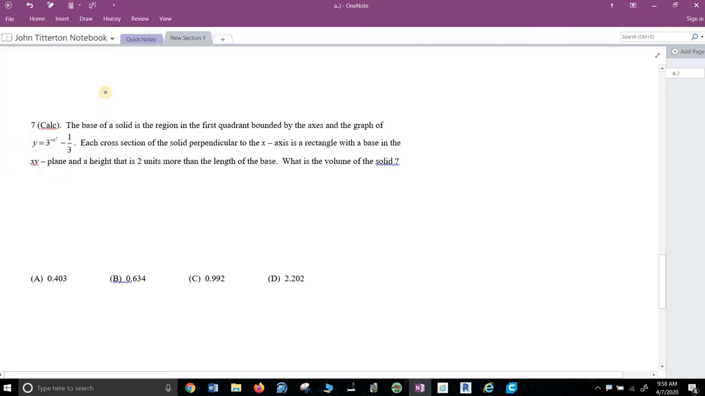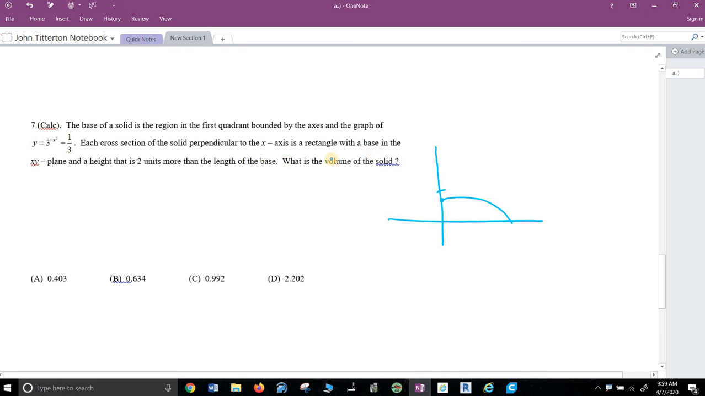Going with a unique color here. Very crazy. Base of a solid is a region of the first quadrant bounded by the axis and the graph of 3 to the negative x squared minus 1/3. Plug in 0. 3 to the 0 is 1 minus 1/3 is 2/3. So we're up here somewhere. I am guessing it's going to do something like that. If I had a calculator handy, I'd figure it out.